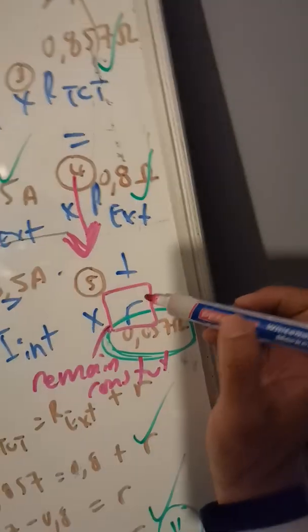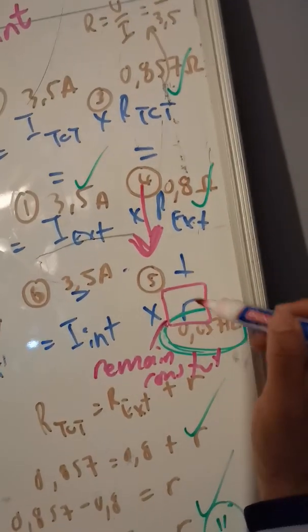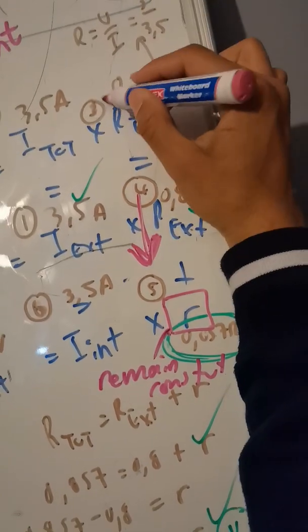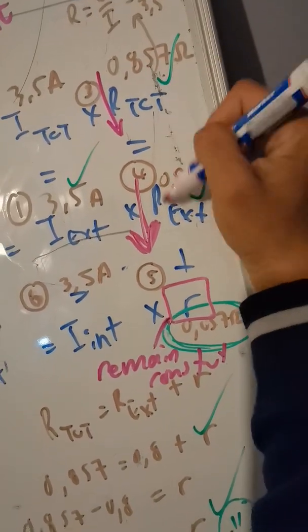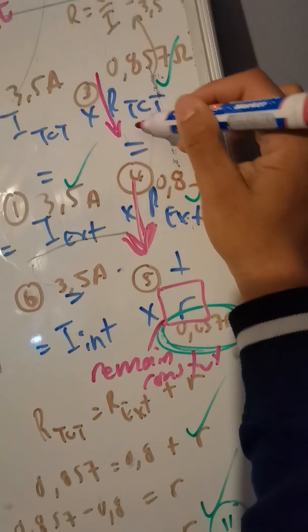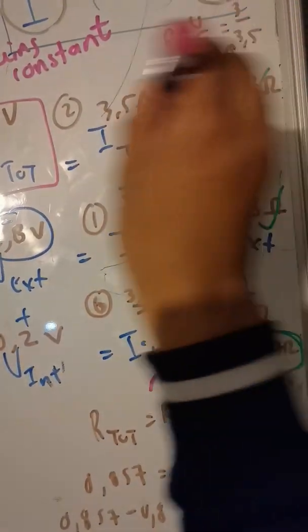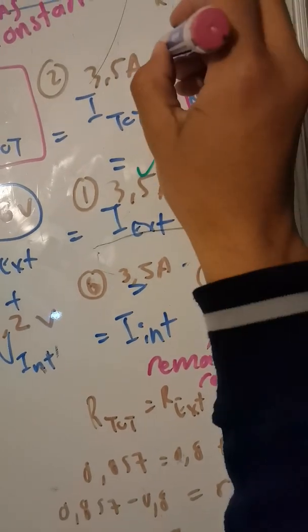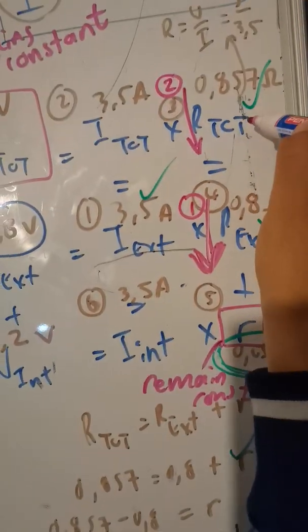So do you see here that R here is our constant? So if R external decreases, R total will also decrease because they are on opposite sides of the equation. If you look at this row now, so number 1, R external decreases. Number 2, R total decreases.